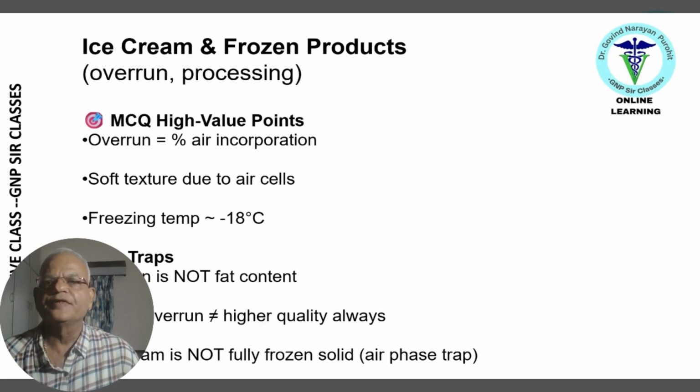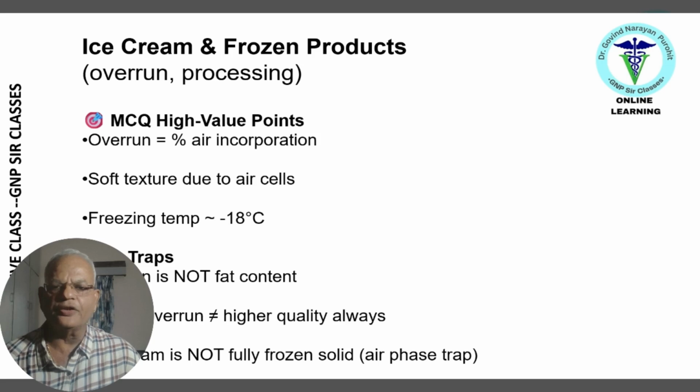Then ice cream and frozen products, overrun processing. You should remember these points. Overrun is equal to percent air incorporation, soft texture is due to air cells, freezing temperature is minus 18 degrees centigrade, and here are the traps. Overrun is not fat content. Higher overrun is not always equal to higher quality. Ice cream is not fully frozen solid, air phase trap.